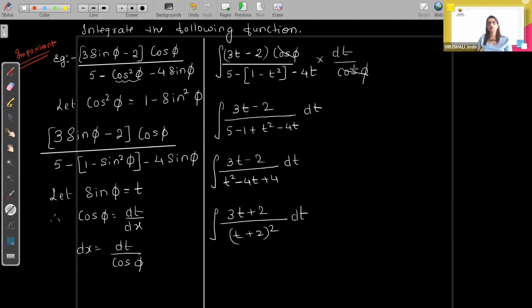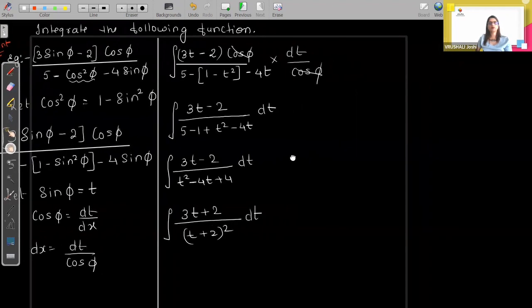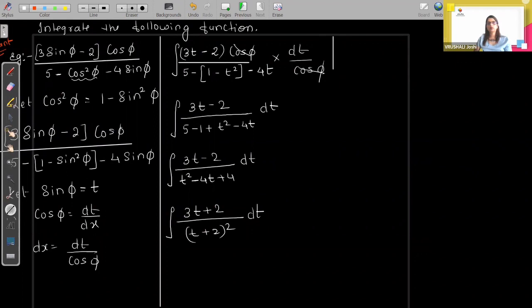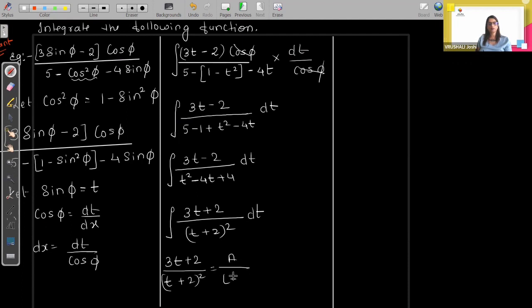Now I think all of you know how to solve this. इसे करते हैं solve फिर, right? So then this is equal to what? This is equal to integration of, now we know how we can put this, correct? अभी बताने की जरूरत नहीं है सबको, correct? So this can be 3t plus 2 by t plus 2 the whole square. This we can write down as a by t plus 2 plus b by t plus 2 the whole square.